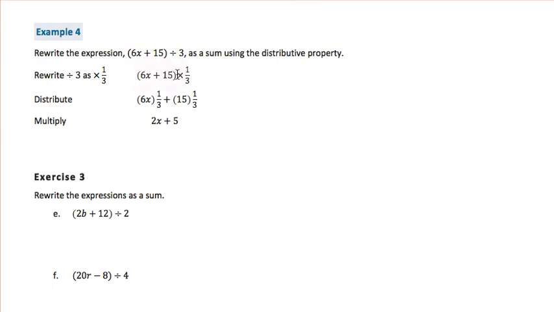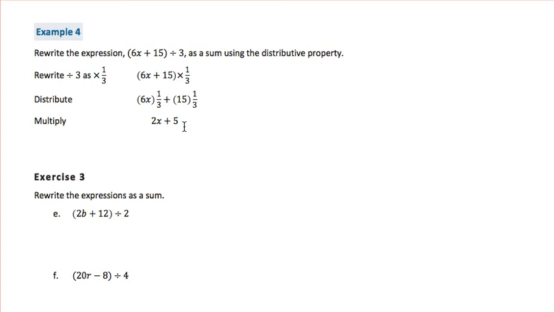So we can take, this is a quantity here in parentheses, so we're not dealing with that plus sign yet. But we can take this 1/3 and put it in front of the parentheses, and it is the same either way. And that is exactly what we've done in the next step. We've distributed 6x times 1/3 plus 15 times 1/3. And then, solving those, 6x times 1/3 is 2x, plus 15 times 1/3, which is 5. And there it is, a sum, using the distributive property.